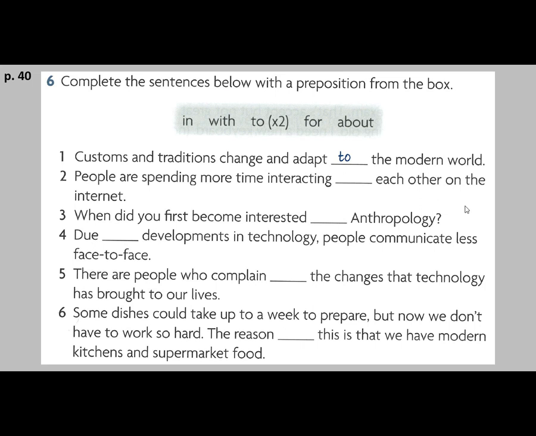Here are the answers in 3, 2, 1. People are spending more time interacting with each other on the internet. So the word interact is used with, interact with somebody. When did you first become interested in anthropology? Interested in something.